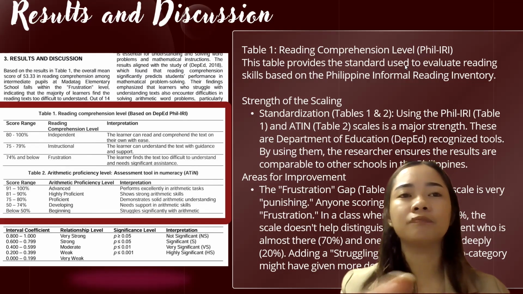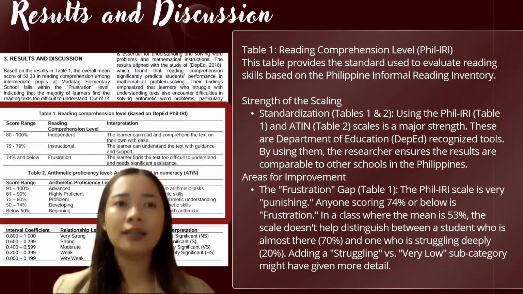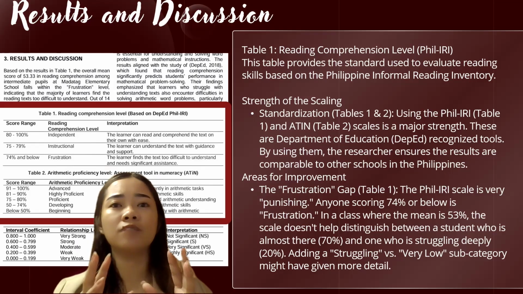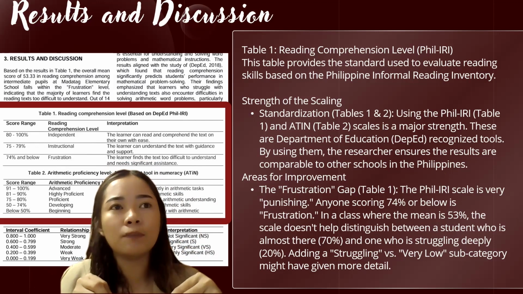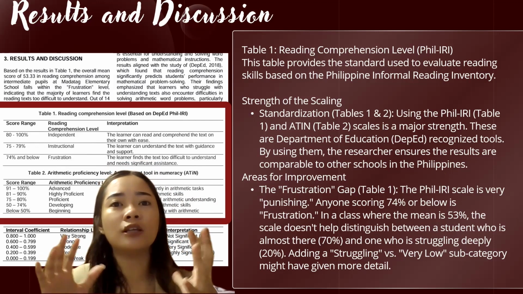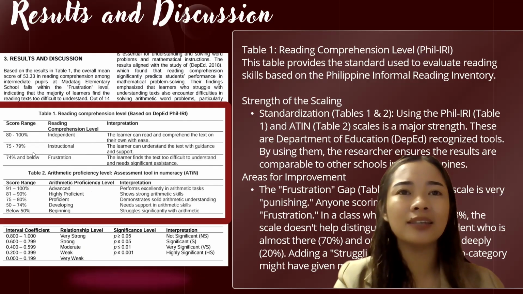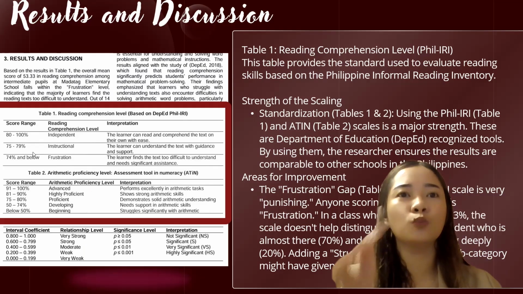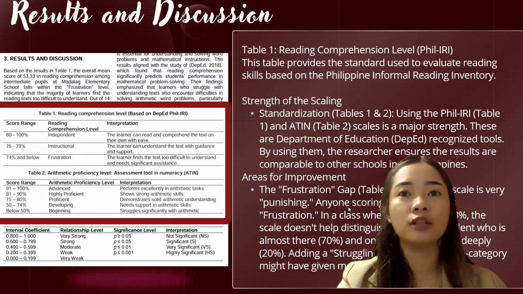For the areas for improvement, the frustration level, which is 74% and below, is very punishing, I think. In a class where the mean is 53%, the scale doesn't help distinguish between a student who is almost there, almost 70%, and one who is struggling deeply, 20%. Adding a struggling versus very low subcategory might have given more detail because the 74% and below is quite broad, I think. So I suggest adding struggling and very low subcategories to make it more detailed and to really distinguish the difference of the students when it comes to reading comprehension level.